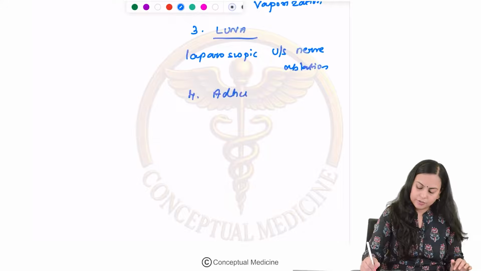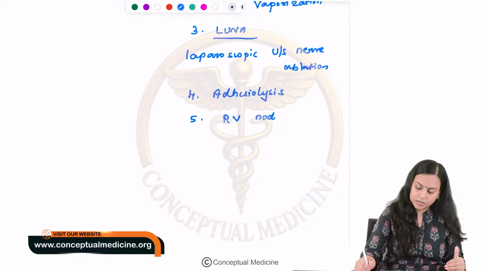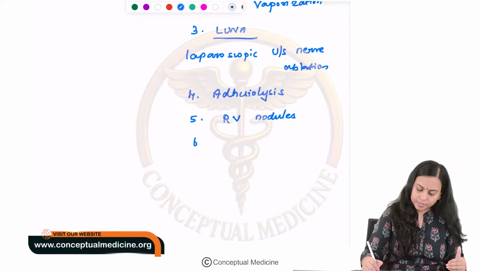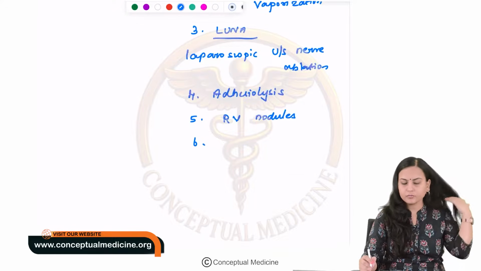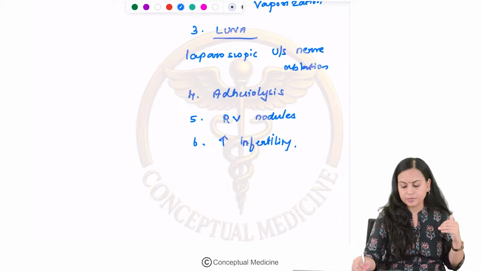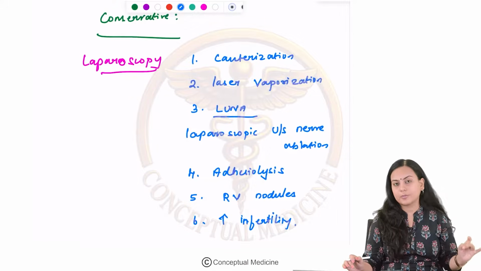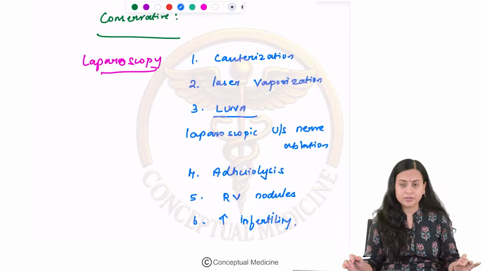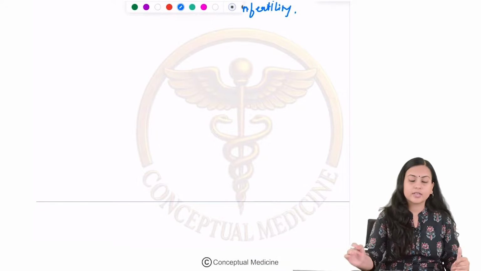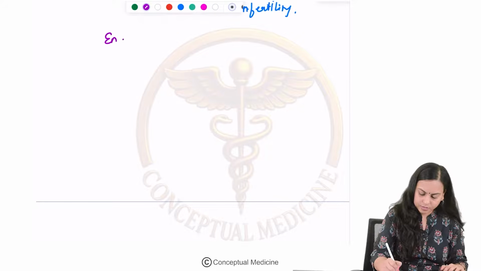You can even offer adhesiolysis, excision of the rectovaginal endometriotic nodules can also be done, and with these procedures there will be improvement in the infertility problems in the women. Okay, you can go for cauterization, laser vaporization, LUNA, that is laparoscopic uterosacral nerve ablation, adhesiolysis, rectovaginal nodules, and you can increase the fertility as well. Clear? Right.